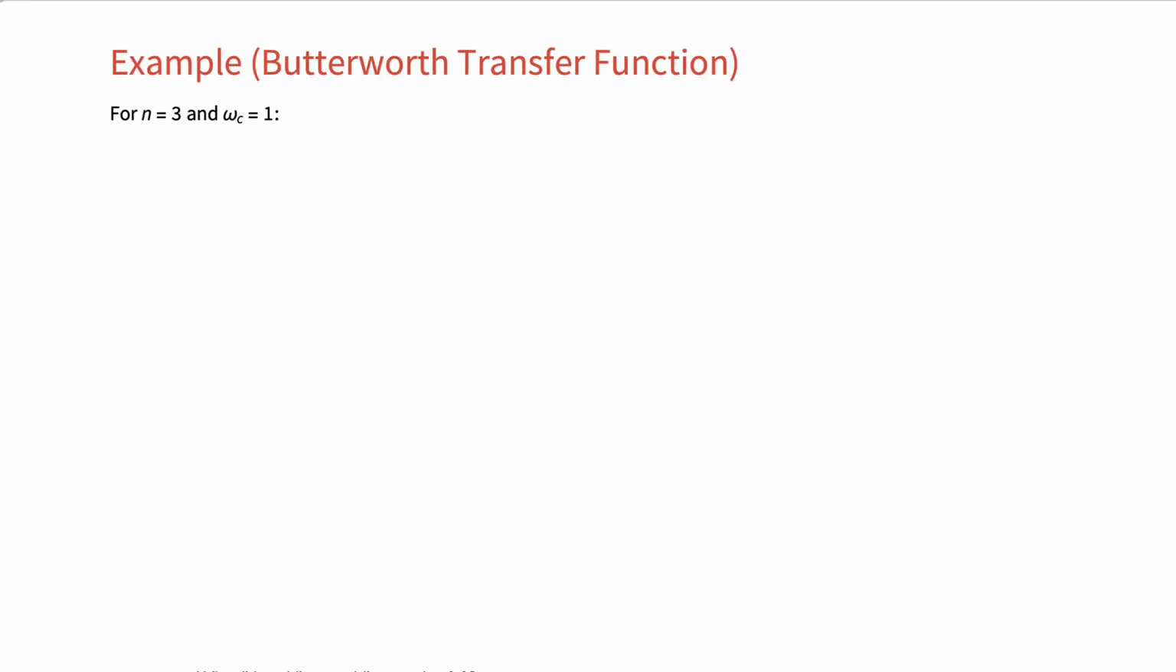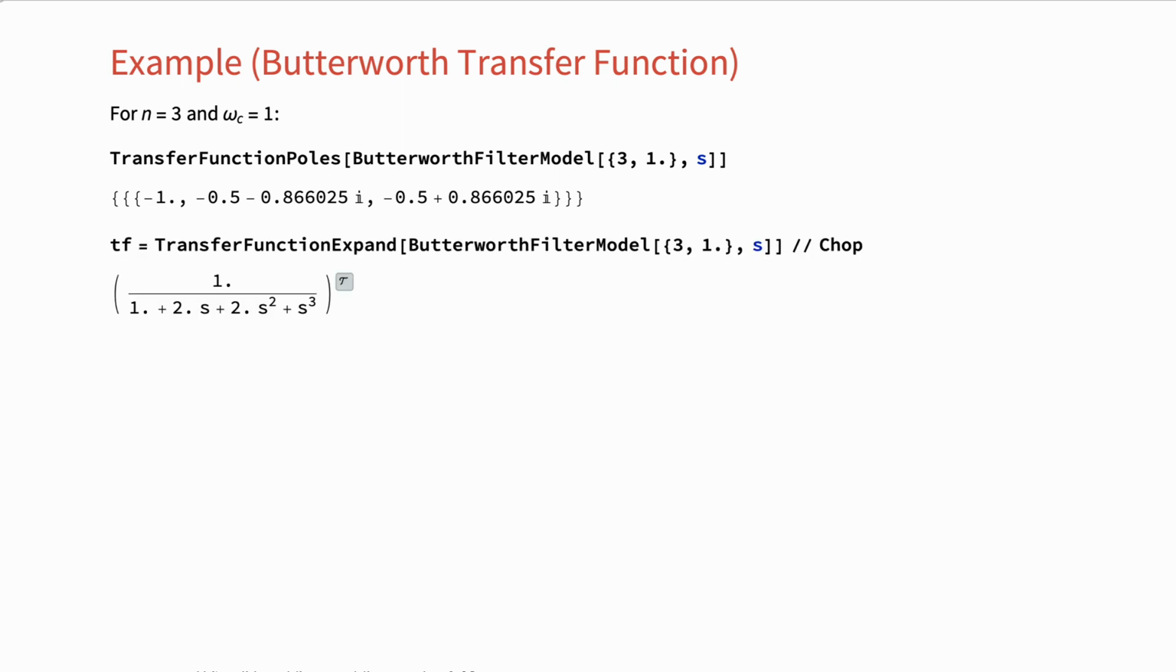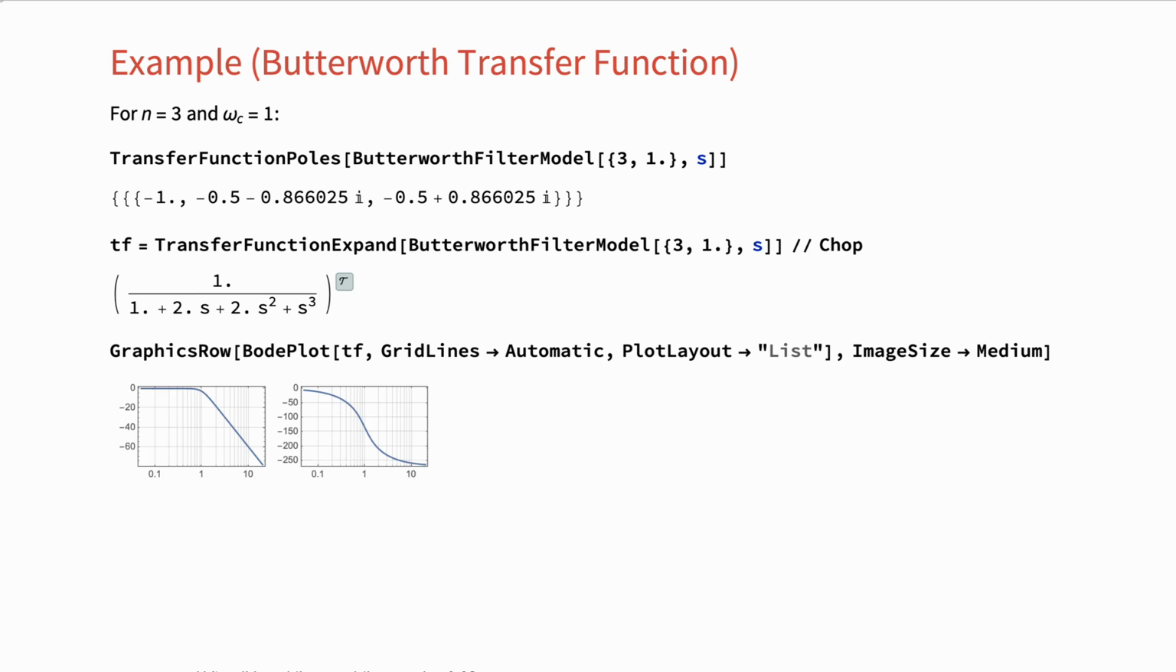As an example, let's calculate the Butterworth filter poles for n equal to 3 and cutoff frequency omega c equal to 1. And let's find the transfer function of the Butterworth filter. Using the Wolfram language, we have the 3 poles of the transfer function and the transfer function itself. And here is a plot of the magnitude and phase spectra for the filter.